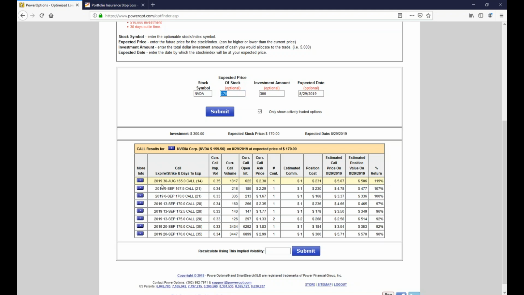170 here on 8/29. Yeah, this 30th of August call is going to be worth $5, maybe an extra cent or two for some time premium, but that's it. But that's about right. It's going to be worth $5. Okay, so you'll see right here which is the best call to buy. All right, moving on now.